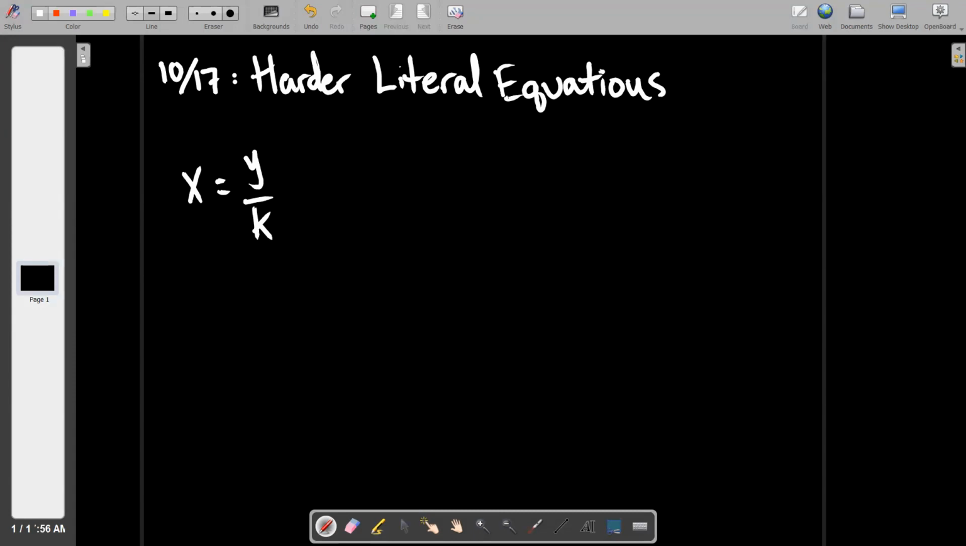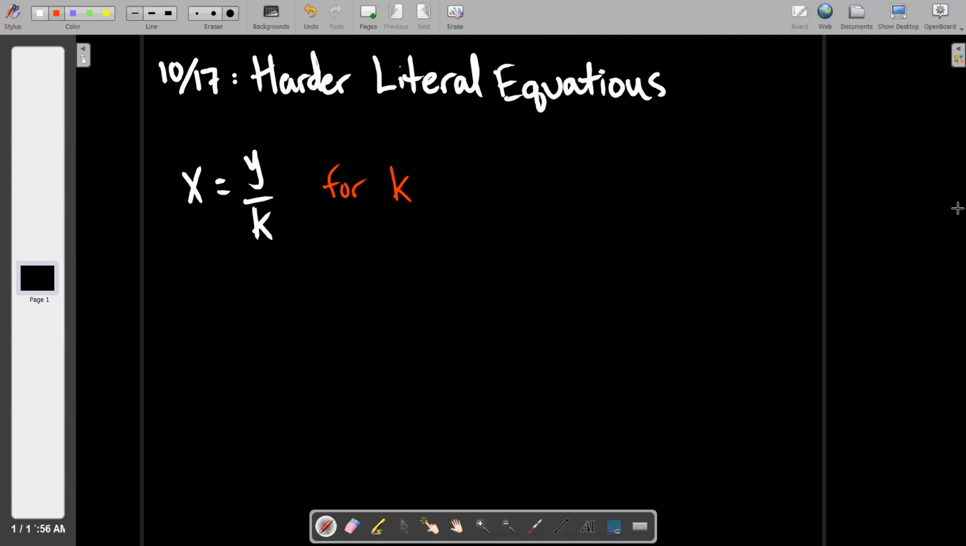As with yesterday, I give you a literal equation like this. I can't expect you to solve it if I don't tell you what I want you to solve it for. So we're going to solve this first one for K. Once we get through this first step, which you probably already know, you could solve for anything.